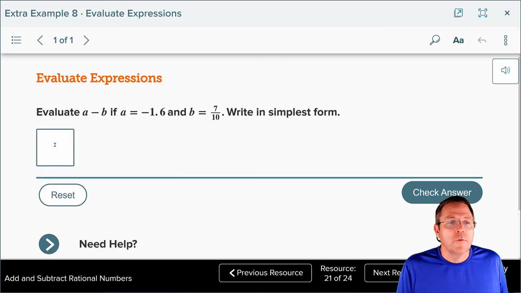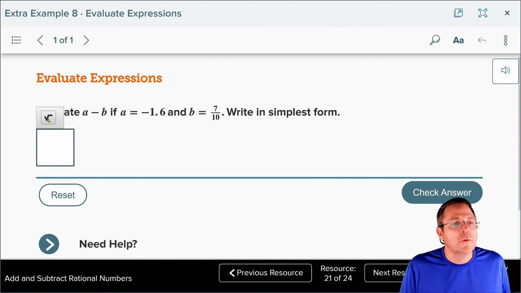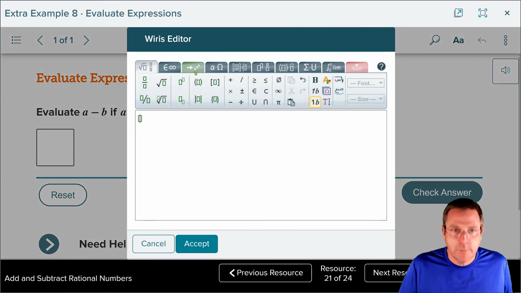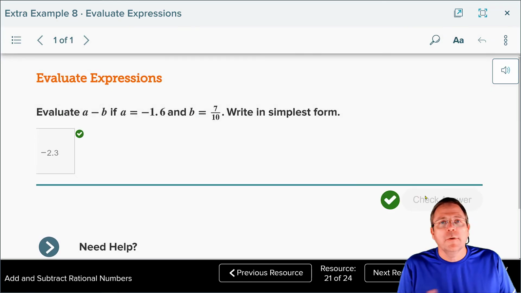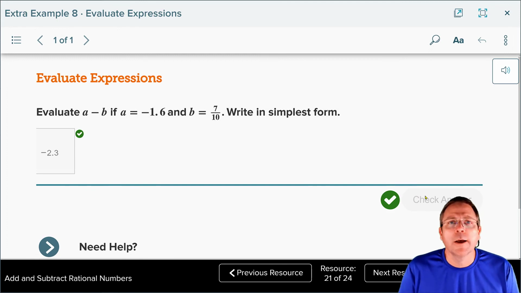So come back over here, and oh, it's not going to want that. Negative 2.3. Accept. Check it. Hey, they said it was good working it that way. I'm glad.